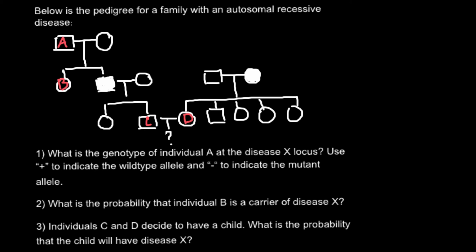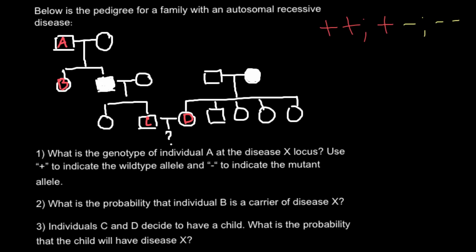What is the genotype of individual A at the disease X locus? Use plus to indicate the wild type allele and minus to indicate the mutant allele. So we can get 3 different genotypes. One can be homozygous dominant, another one can be heterozygous, so plus and minus, and the last one can be homozygous recessive, so both mutant alleles, and we use the minus sign for each allele to indicate this variant. So the first two would be phenotypically normal, and this variant means that the genetic disorder would be expressed.